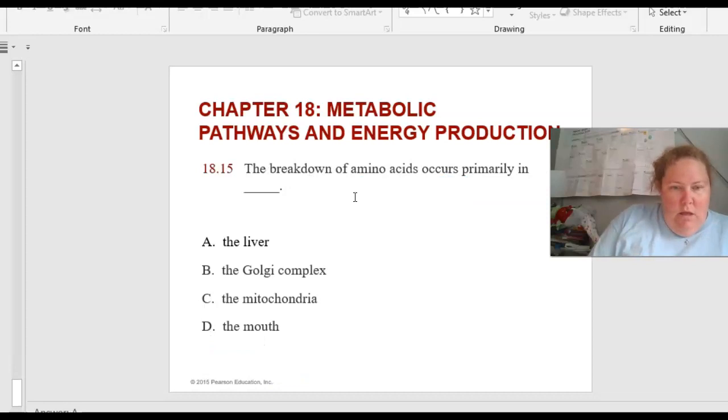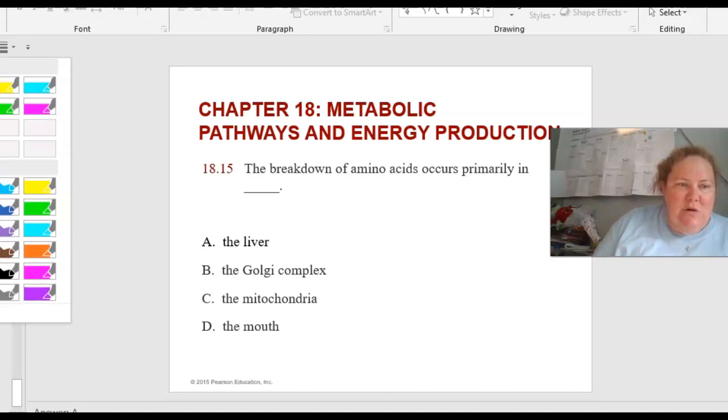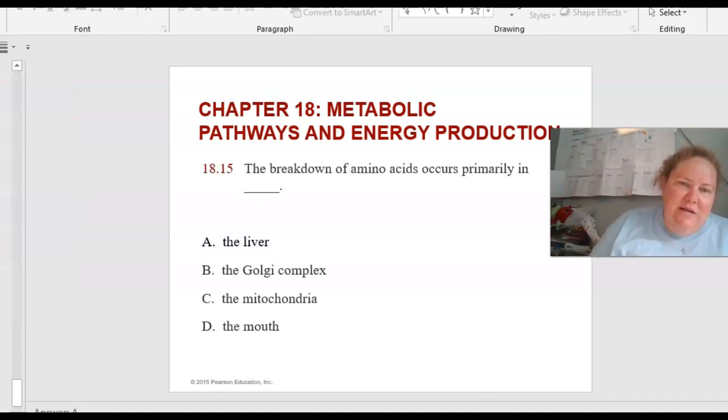Okay. All right. And this is the last question. The breakdown of amino acids occurs primarily where? Okay, and that is going to be, a drum roll please, the last question of all of your biochemistry class for Baker for this semester. You guys know, it is going to be the liver.